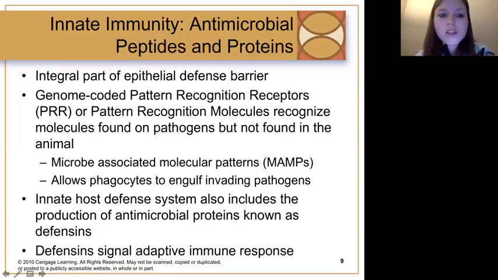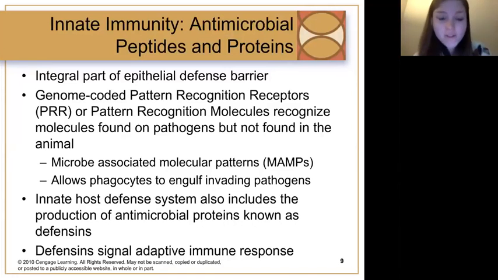So also part of the innate immune system are antimicrobial peptides and proteins. They are an integral part of the epithelial defense barrier. For example, epithelial cells would be the cells that line your gastrointestinal tract. As an example, you have epithelial cells in other places too, but they have these antimicrobial peptides and proteins because that epithelial barrier is what the microbes, if you ingest anything, are going to be coming into contact with.